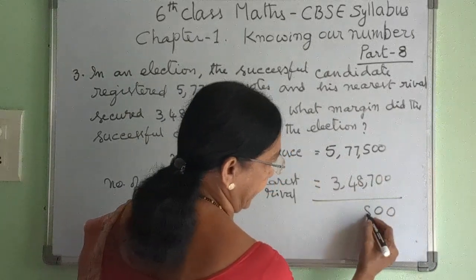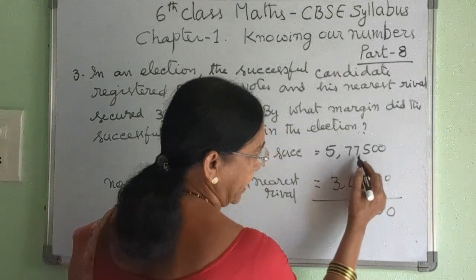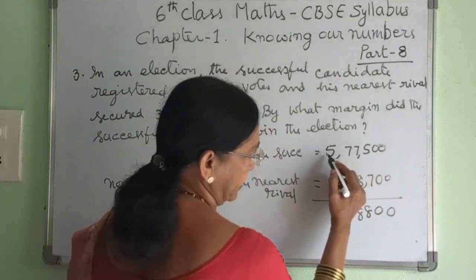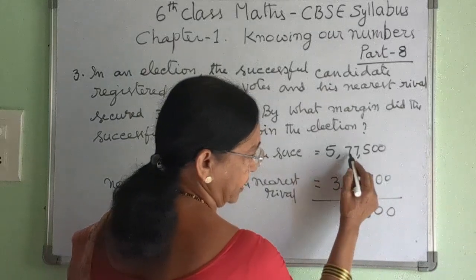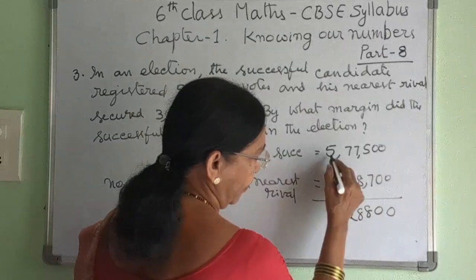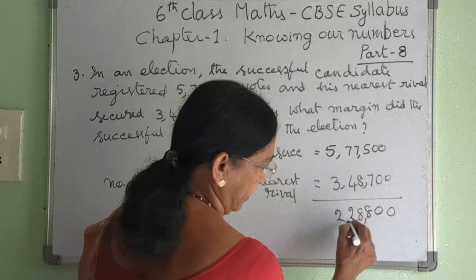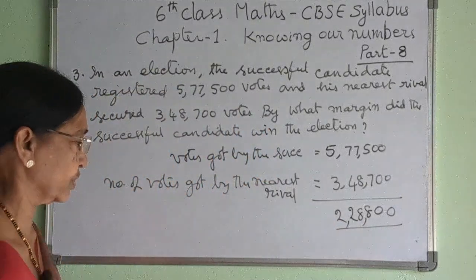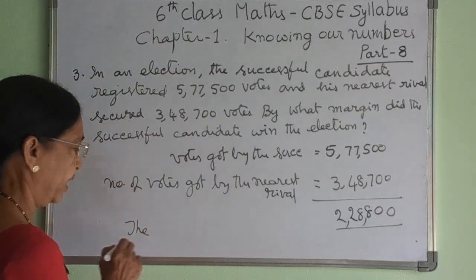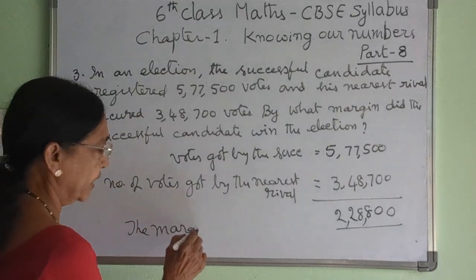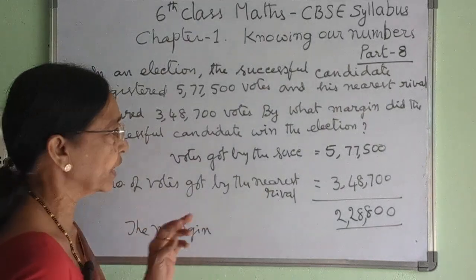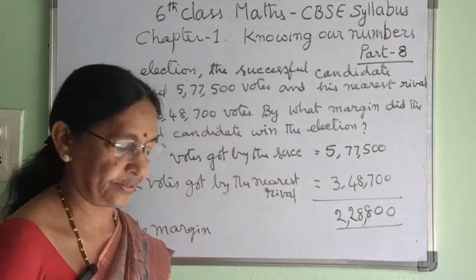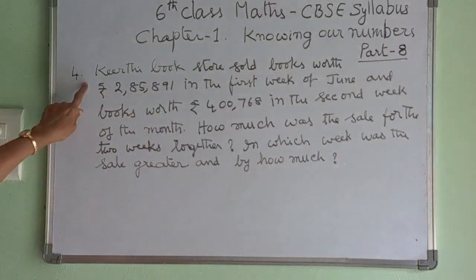15 minus 7, 8. 6 remains. 16 minus 8, 8. Here 6 remains. 16 minus 6 remains. 6 minus 4, 2. 5 minus 3, 2. Therefore, 2,28,800 votes. So the margin with which the successful candidate won the election is 2,28,800. Next problem, fourth one.